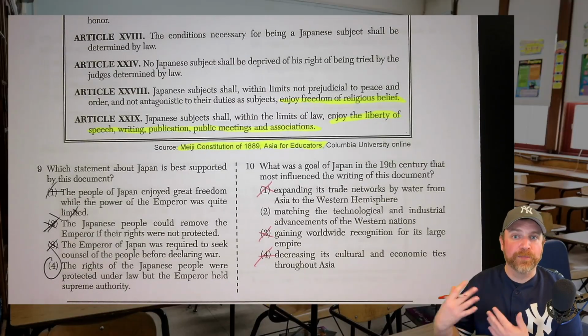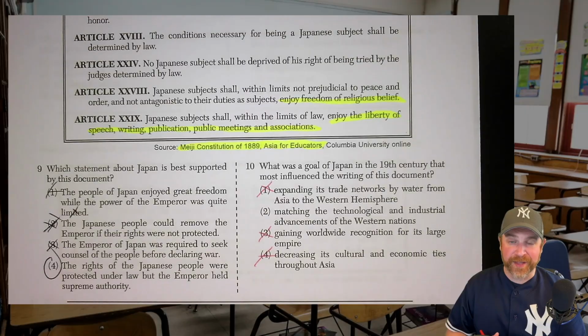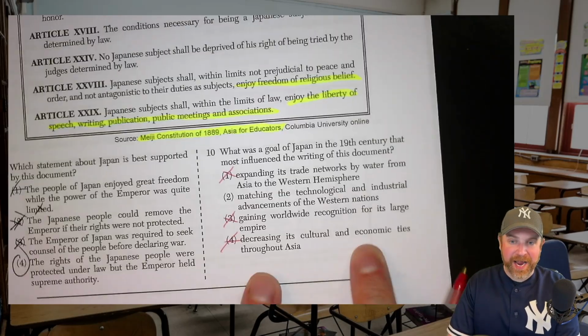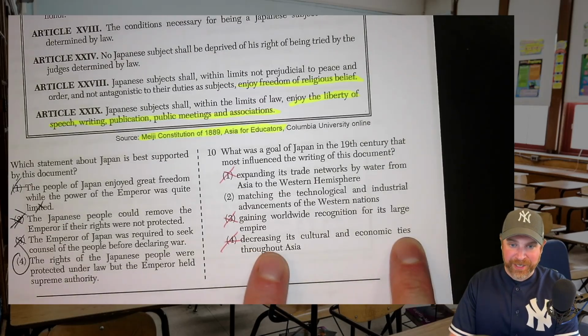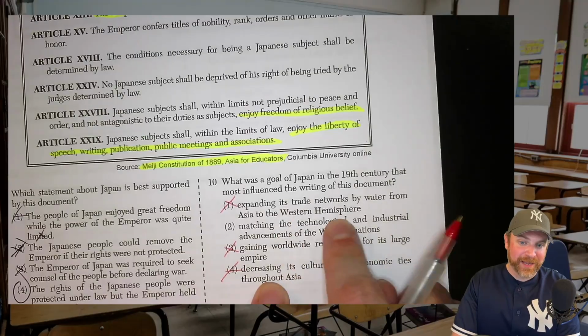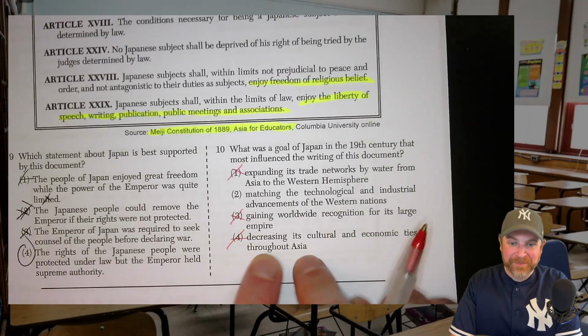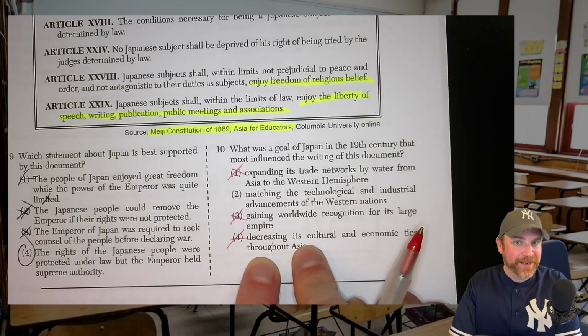Because that will help you modernize and get the natural resources that you need to build factories, right? Remember, Japan lacks natural resources for the most part. So if Japan's going to be a modern industrial country, you're going to have more economic ties throughout Asia, right? So maybe they're not going to have an economic tie across the Pacific Ocean to the Western Hemisphere just yet, but certainly throughout Asia, they're going to try to increase their trade, right?